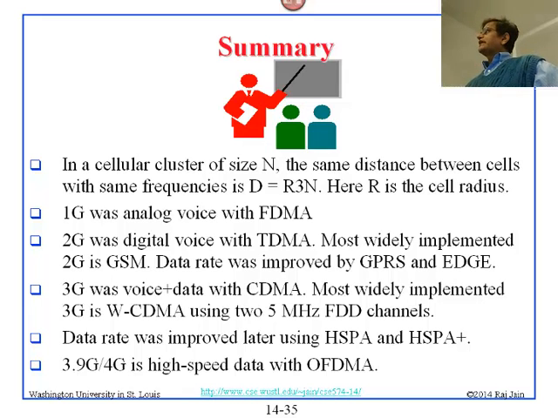3G was voice plus data, and everything is CDMA. All three versions of 3G are CDMA. The most widely used 3G is WCDMA using two 5 MHz FDD channels. And in a minute it will become clear as to why 5 MHz is the limit. But that was the limit. Data rate was improved later using HSPA and HSPA plus. So these are post 3G technologies. 3.9G to 4G is the high speed data with OFDMA which is coming up.